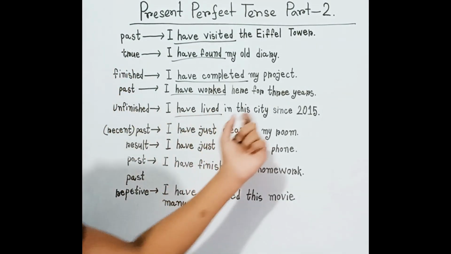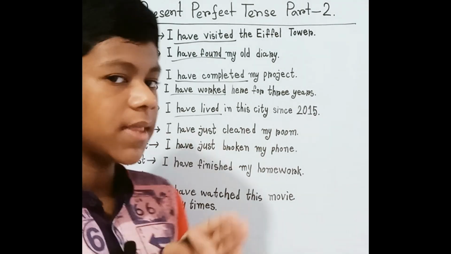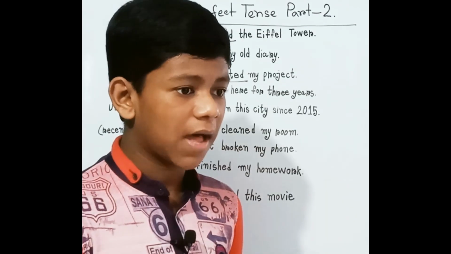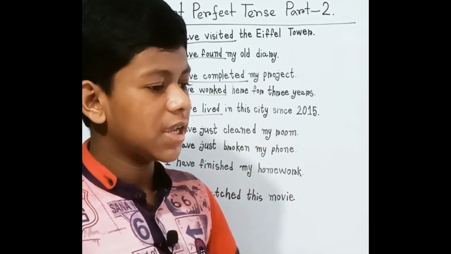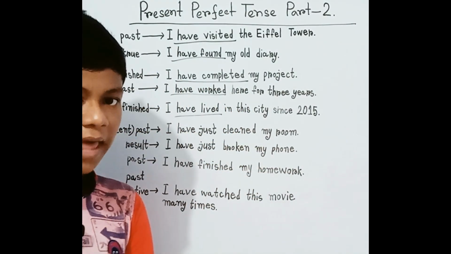I have lived in this city since 2015. Okay, the next is recent past. When something is recent, when some work or something happened in the recent past, not long, it happened before now. Okay, it can have happened earlier than now. So for that time, we can use the present perfect.